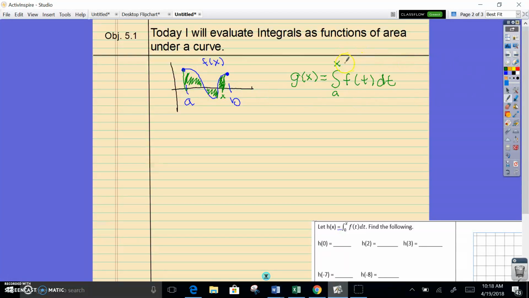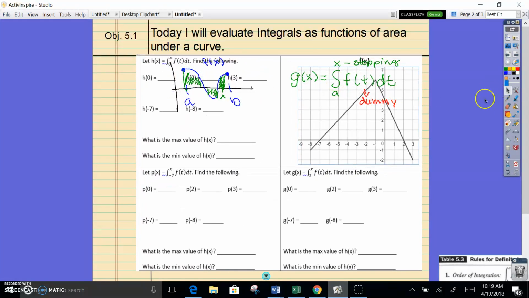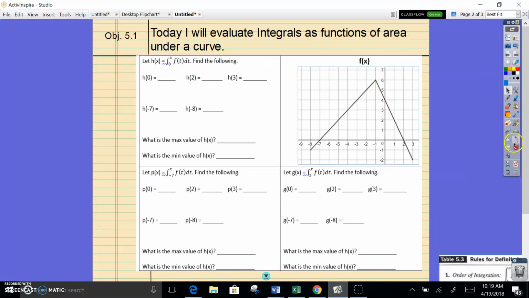Because we already used x as our stopping point, we can't really use x again in the expression. Can't say from a to x of f of x. So we just use t. t is really like your dummy variable. The function's really not in terms of t, but we're using it just because we don't want to use x again. x now means our stopping point, but the real function is actually f of x. So that's what we talked about in class. What we're going to do now is take a look at some examples of how this works.